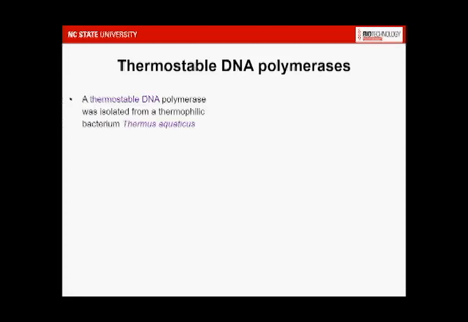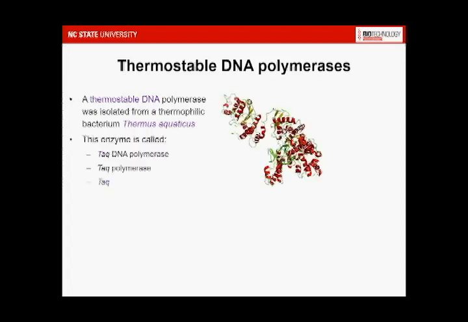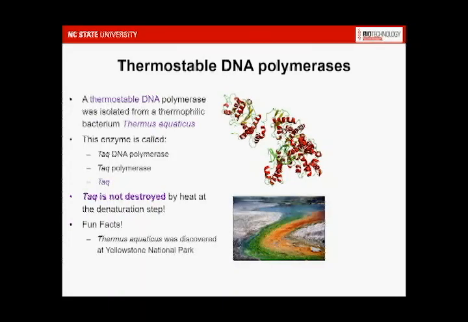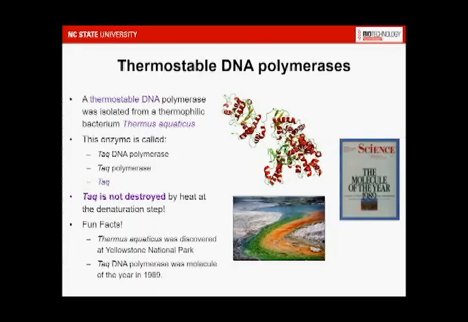Fortunately, a thermostable DNA polymerase was isolated from a thermophilic bacteria called Thermus aquaticus. This enzyme is also called Taq DNA polymerase, Taq polymerase, or just Taq for short. Shown on the screen is the molecular structure of Taq. The thermostable property of Taq meant it was not destroyed at the denaturation step, which enhances the practicality of using DNA polymerase in a molecular biology setting. A couple more fun facts about Taq. Thermus aquaticus was discovered at Yellowstone National Park, and Taq was named Molecule of the Year in 1989.